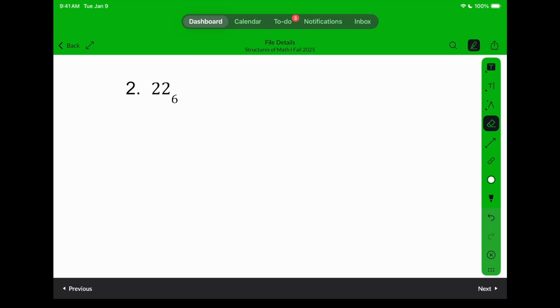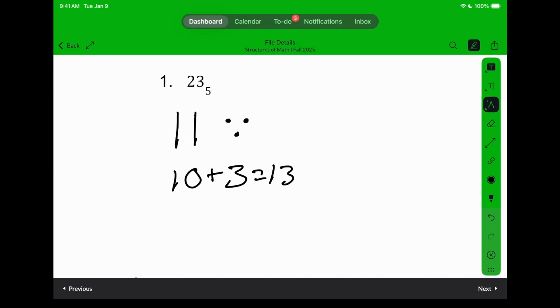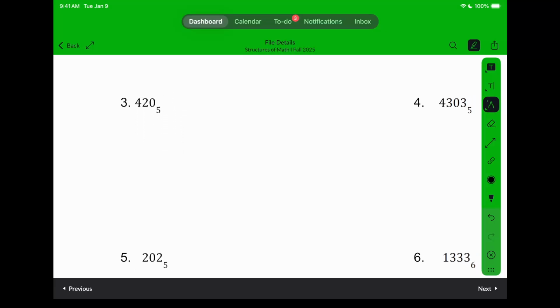Okay, number 2 is 22 base 6. So that's going to be 2 longs and 2 units. Both units are 1, so 2 units equals 2, plus 1 long is going to be 6 units. 2 longs is going to be 12. 12 plus 2 equals 14. Moving on to number 3.